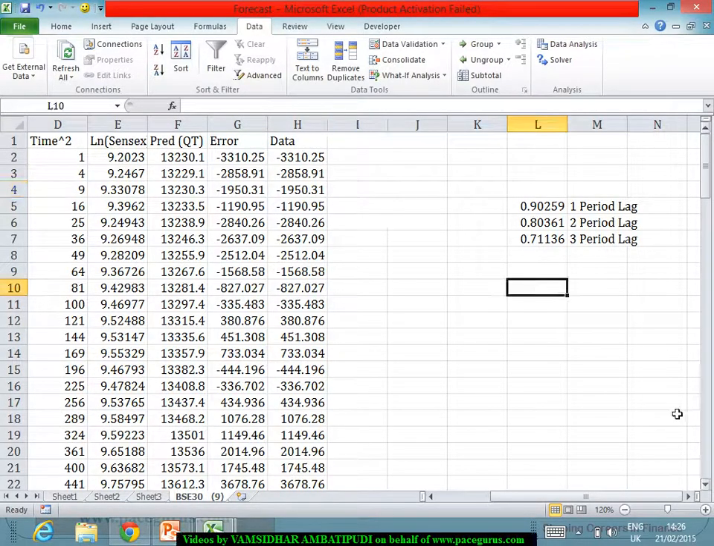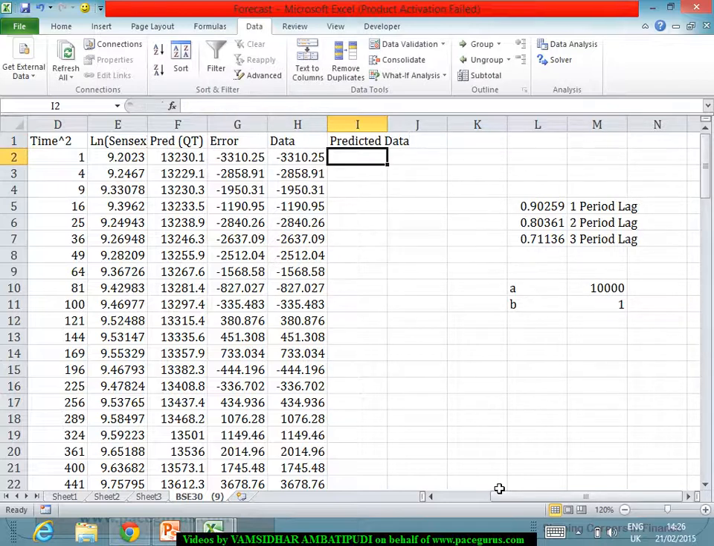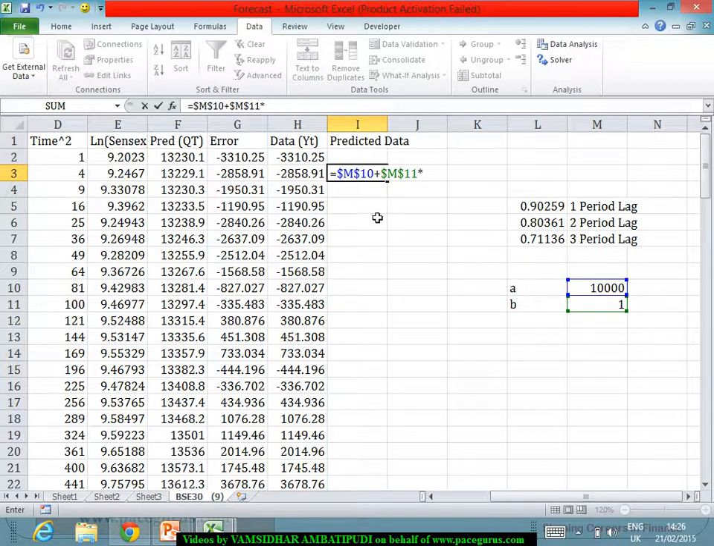Now let's try out how. First, let's build the AR1 model. I'll take some A, I'll take some B. Let's go ahead with taking A as 10,000 and B as 1. And using that, I want to create a predicted value here. The predicted data. So from this period onwards, yt is now what I assume these are my yt's. Now here, what is it that I am trying to do? A plus b times yt minus 1. This is what I am giving as the prediction using the AR1 model.